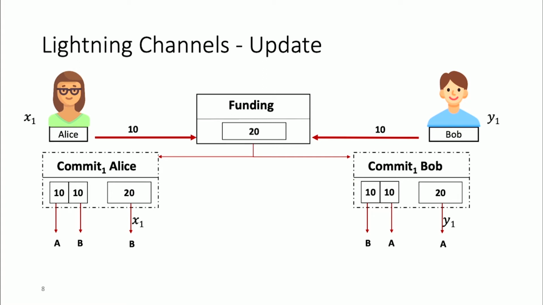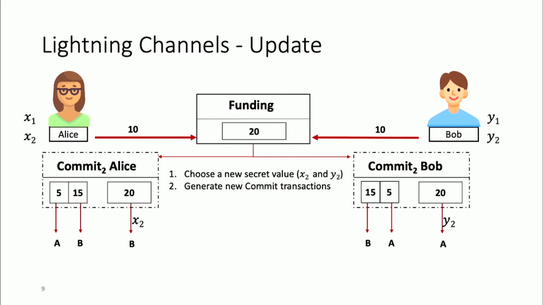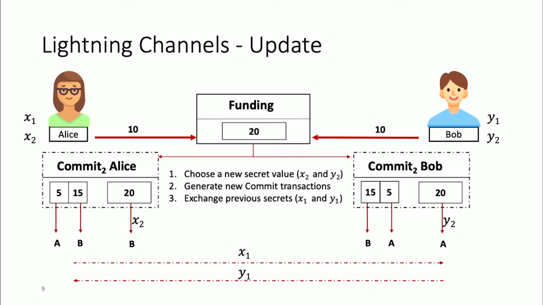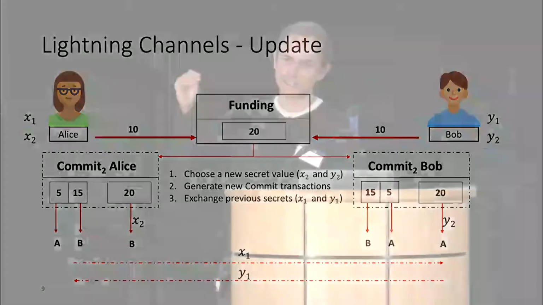So how does an update work now? Basically, they need to do the following steps. First, they create new secret values, x2 and y2. Then they create a new commitment transaction, so it would be commit 2 for Alice and commit 2 for Bob with some new balance distribution. They then exchange the previous secrets, x1 and y1. And this is important because only with the knowledge of this secret can they go ahead and punish for this old state, right? And we don't want them to be able to punish for the newest state, because it is intended behavior to publish the newest state.